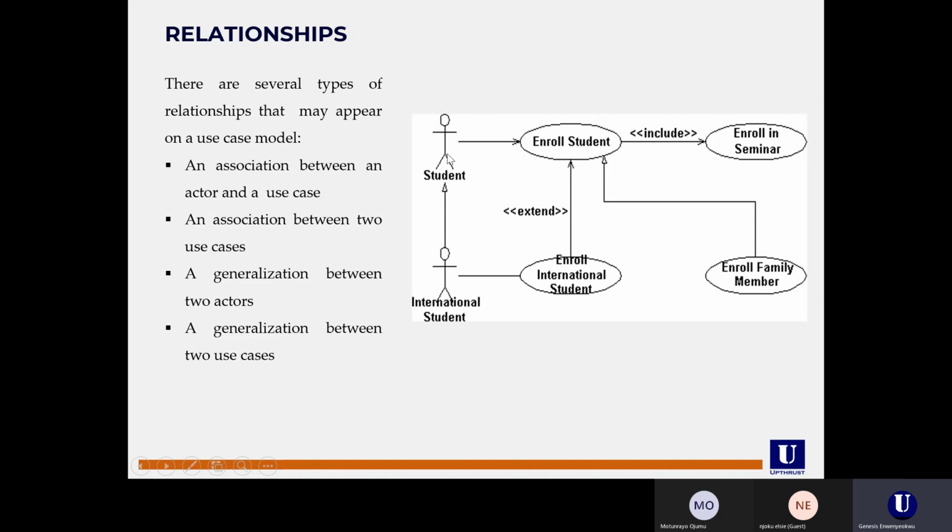Now, this is a generalization relationship between students and international students. What it means is that these international students do all the things that students do, but because they enroll as international students, they do something specific, unique. That is why we bring them aside to show that, okay, this is the specific thing they do. Nonetheless, they also do every other thing that normal students do. A good example is this.